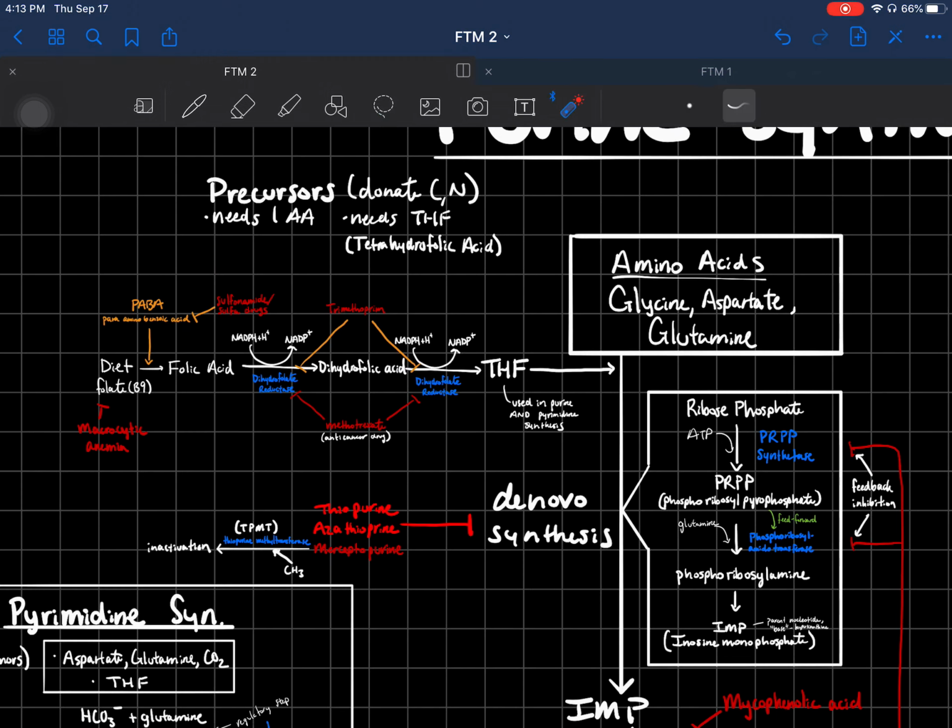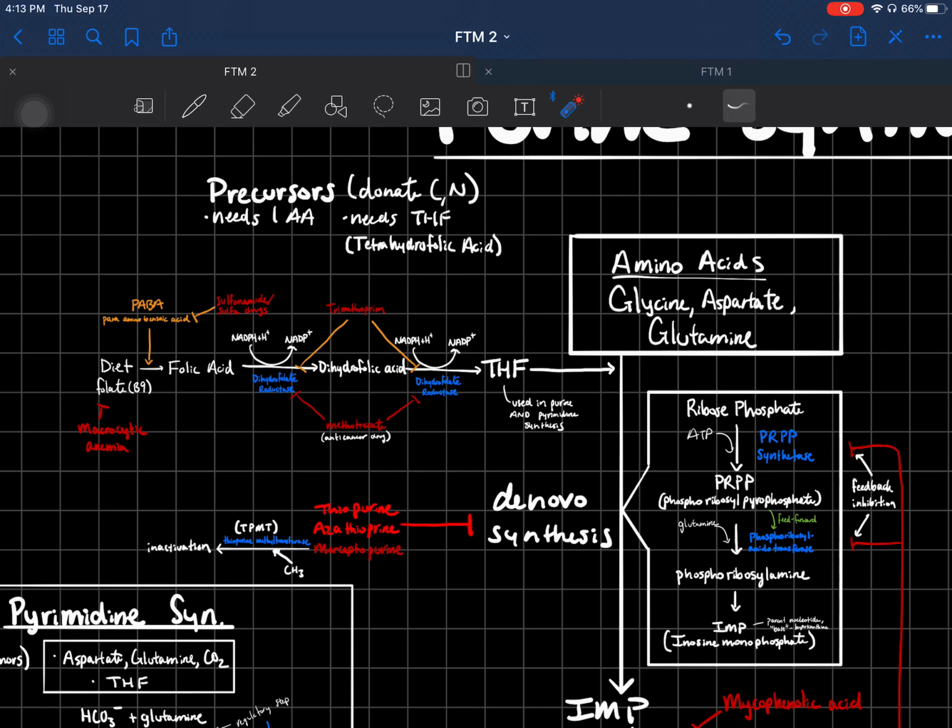And you're going to need two different things. You're going to need one amino acid and one tetrahydrofolic acid. Okay, and that's going to be THF. And your amino acid can be glycine, aspartate, or glutamine. Those three things, I tend to remember them AGG.